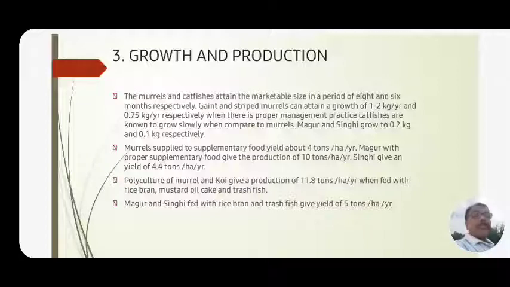Magur with proper supplementary food can give production up to 10 tons per hectare per year. When magur is cultured and supplementary food is provided with proper management, then 10 tons per hectare per year of magur production is given.